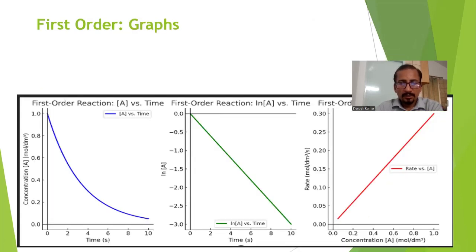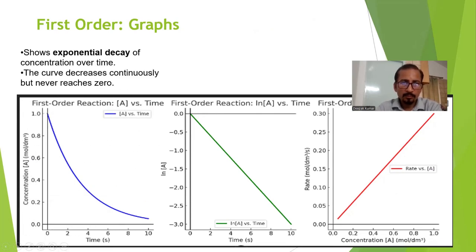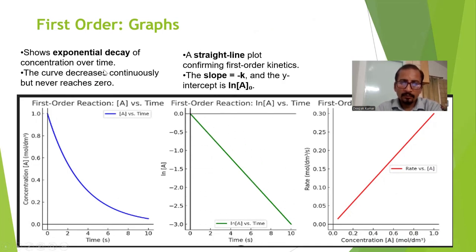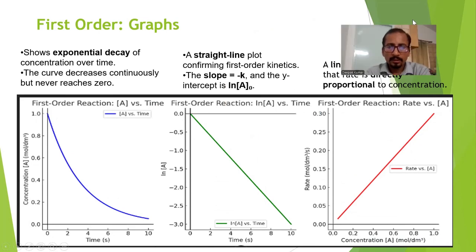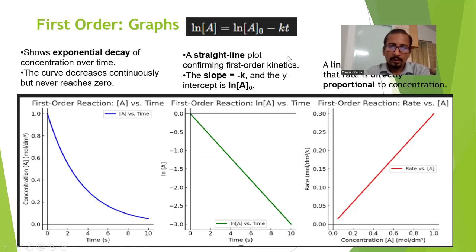Next, if we see the graphs here, for concentration versus time we get an exponential decay. In the second, we get a straight line with slope minus k and intercept ln A naught. This is ln A versus time. The third graph is rate versus concentration, where you can see a linear line showing that the rate is directly proportional to the concentration. So from the graph itself, we'll determine the order of the reaction.